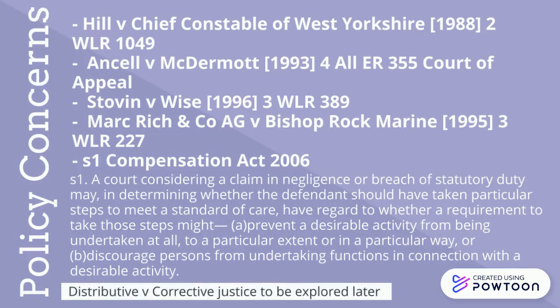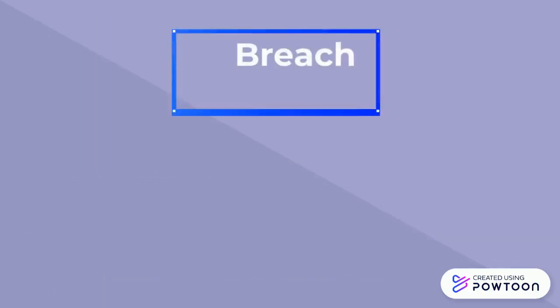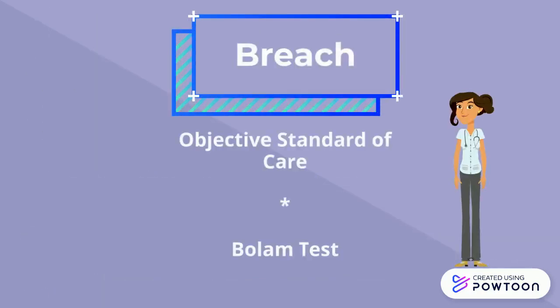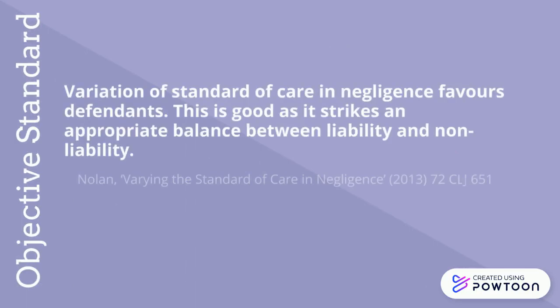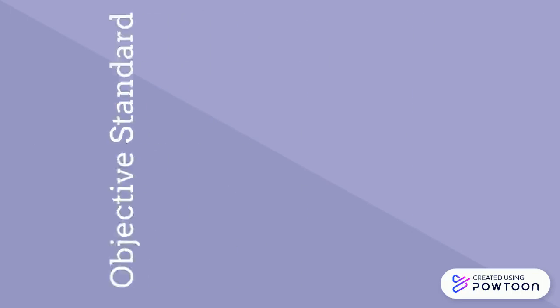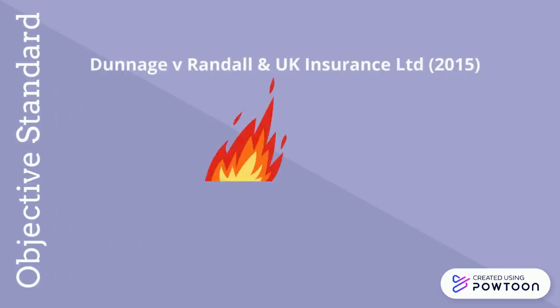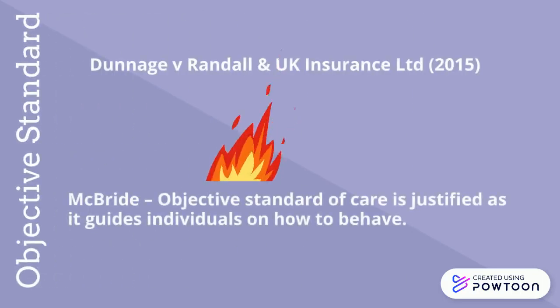For breach of duty, some contentious issues are the objective standard of care and the Bolam test. For breach, the defendant has to fail to meet a standard of care reasonably expected of them. This presents a problem to people who do not have the capacity to attain a reasonable standard. There are some exceptions allowed for children and emergency situations, but no such allowances are made for mentally ill people as seen in Dunnage. One reason for this is that it should not be a lucky dip whether the claimant is compensated for their injury based on the characteristics of the defendant.